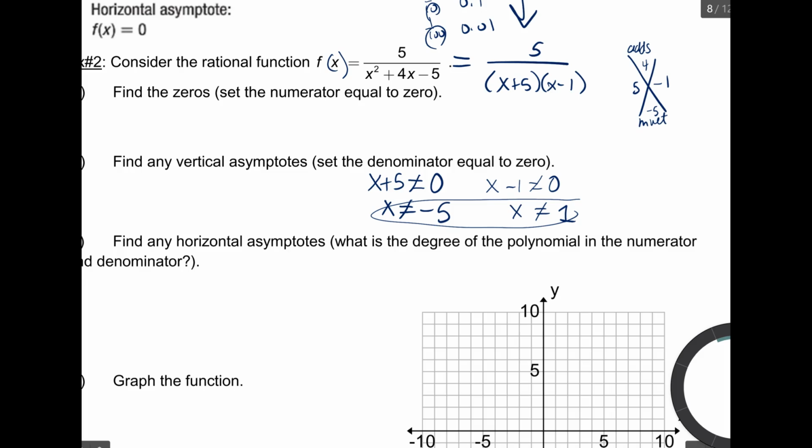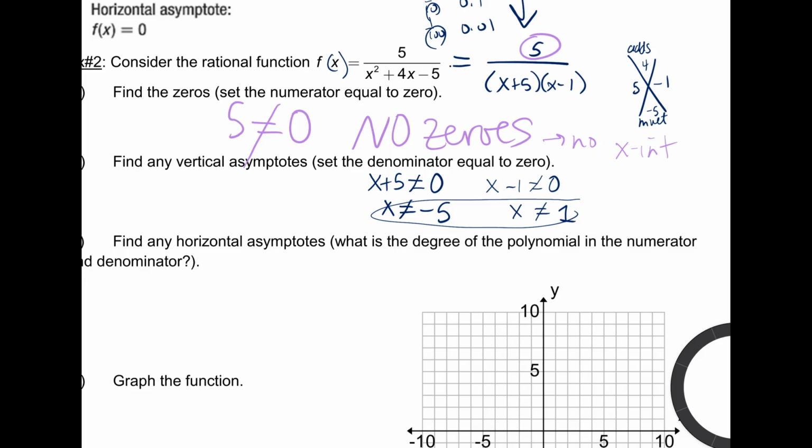To find the zeros, I set the numerator equal to 0. Okay, so the numerator is 5. If I set 5 equal to 0, wait, what? That doesn't make sense. 5 can't equal 0. So there are no zeros. What do I mean when I say zeros? It doesn't have to be 0, 0. So there are no x-intercepts. It just means I'm not going to have a point at y equals 0.